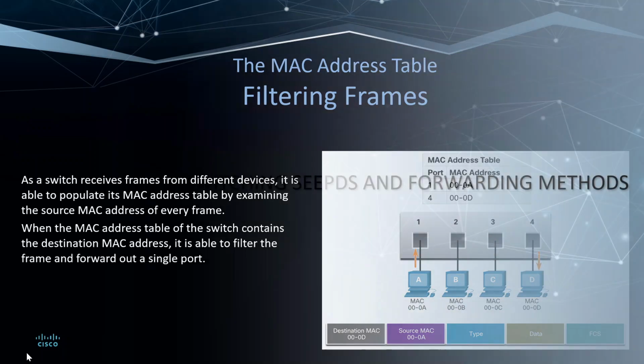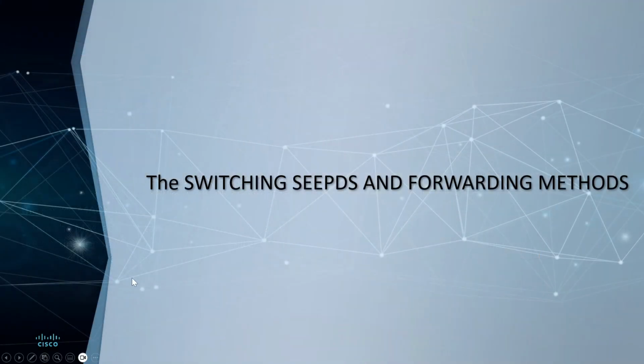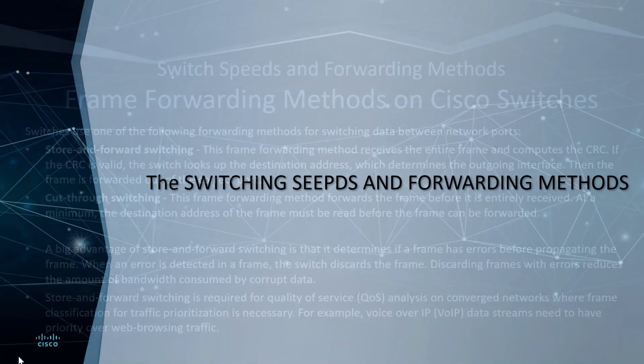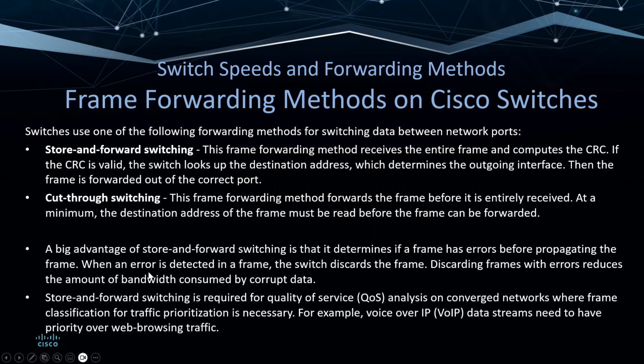So let's move forward. Switching speeds and forwarding methods. There are two forwarding methods. There is store and forward, as the name implies. It's self-explanatory: store the entire frame in the switch and then start forwarding. You need to receive the entire frame and then start forwarding the frame to the destination.